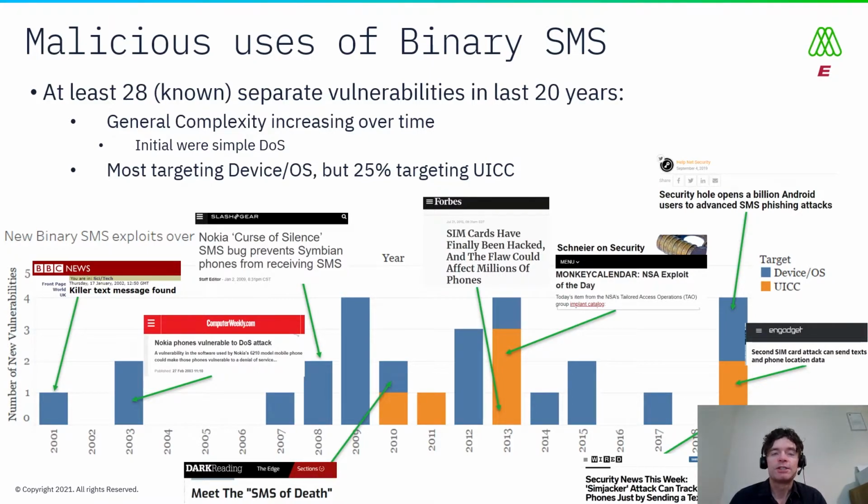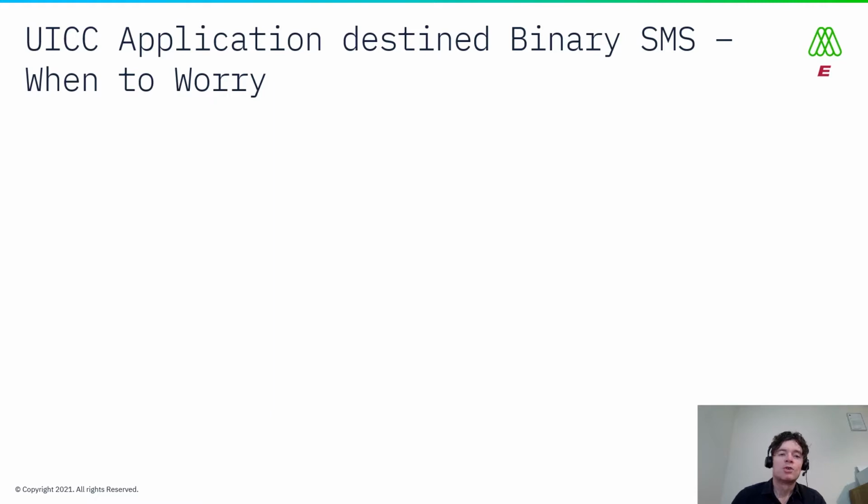The vast majority of these, like I've said, have targeted the device or the OS, but recently, as with the case of Simjacker and also a related attack called the WIB attack, 25% of them, a quarter, have targeted the SIM card itself. So talking about those SIM card destined SMS, we have to ask ourselves, when should we actually worry about these?